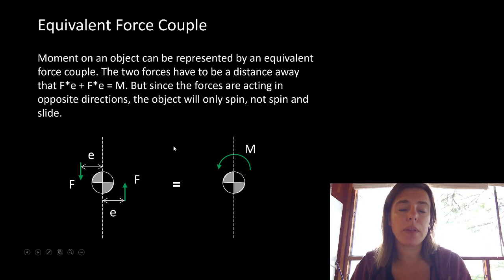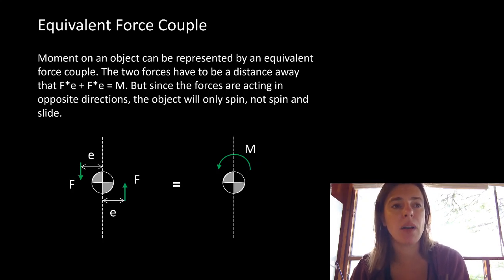Equivalent force couples is when we use two forces to ensure the object doesn't slide, but might still cause a moment, or resist an applied moment if we had an applied moment and we were trying to talk about how we could resist that load.